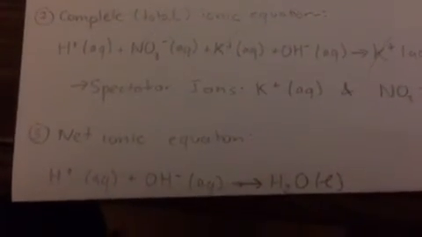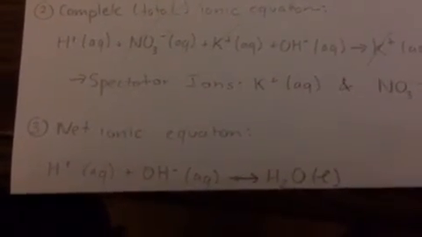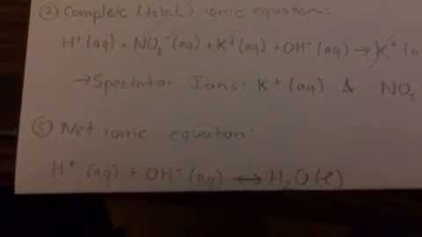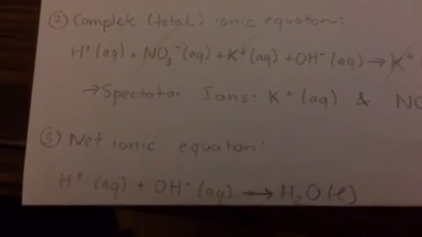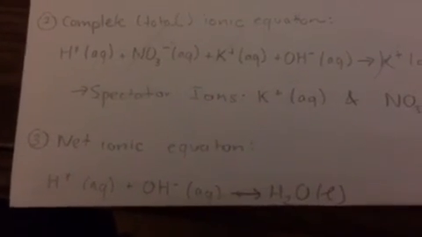So that gives me my net ionic equation: H plus aqueous plus OH minus aqueous react to give me water, H2O, a liquid.